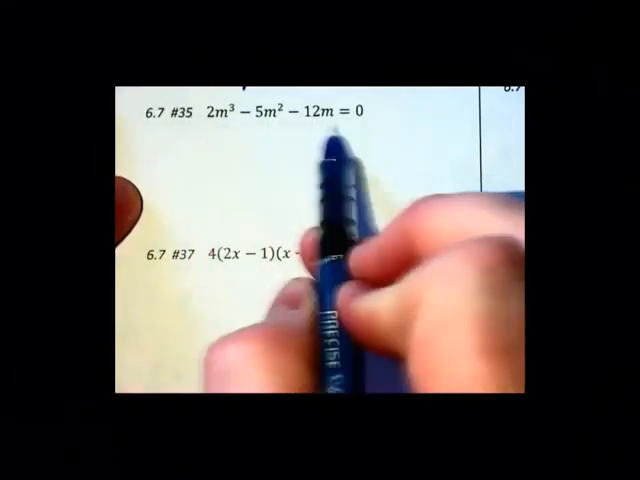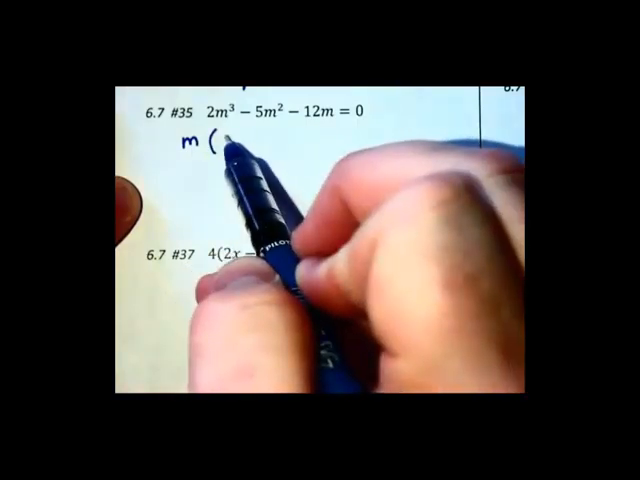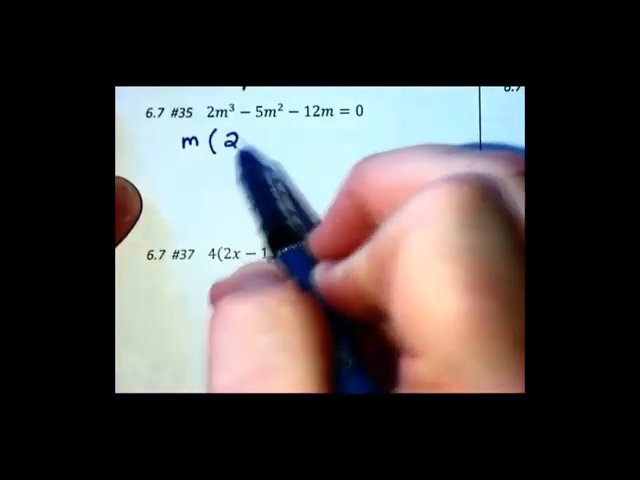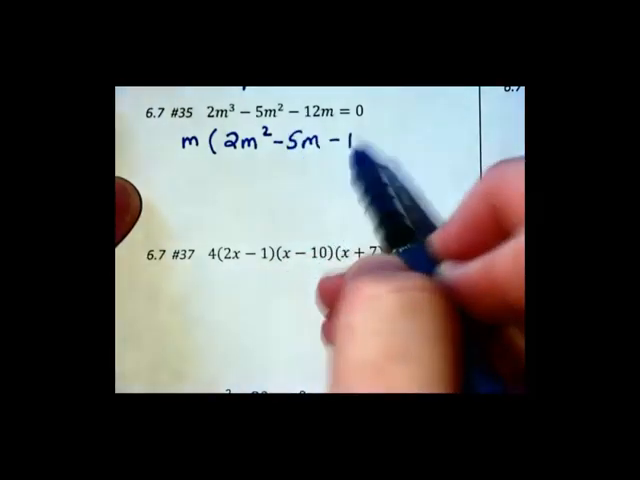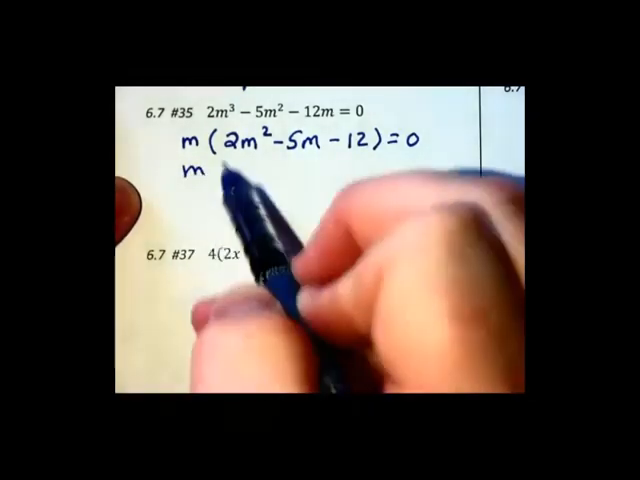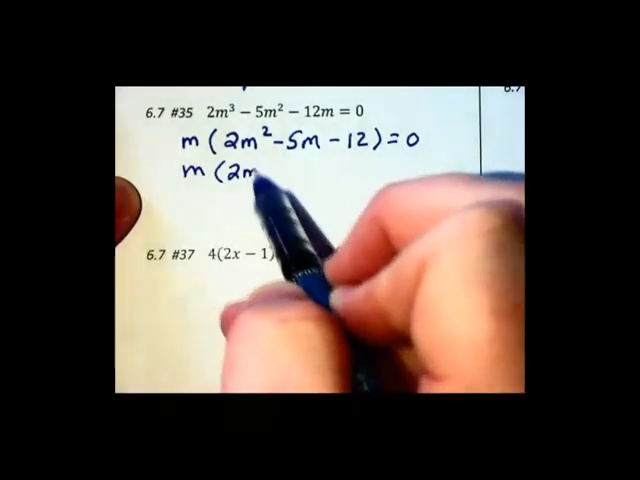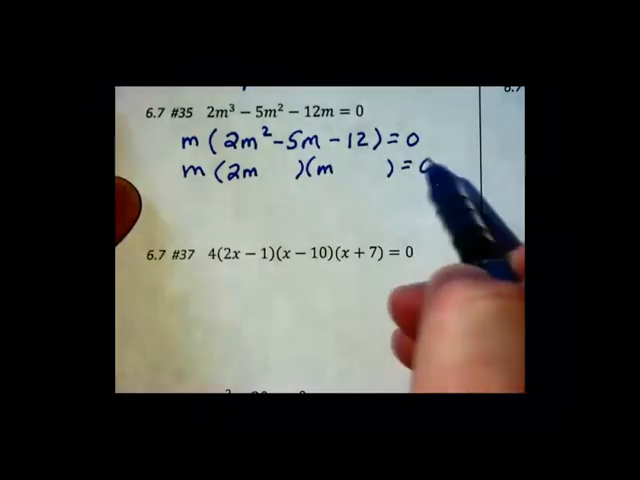Ask for a GCF. M can be factored out. We see 2m squared minus 5m minus 12 left over. We try to factor it further. We know that it's got to be a 2m in one parentheses and an m in the other.